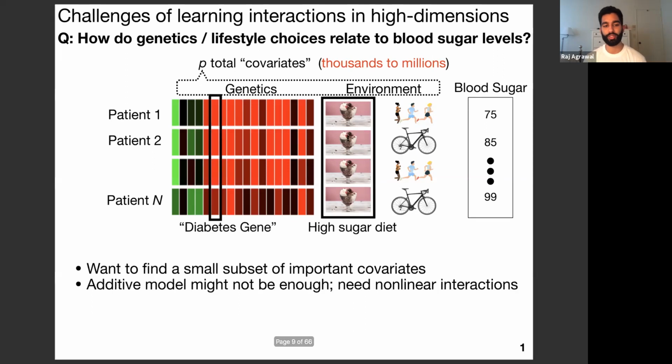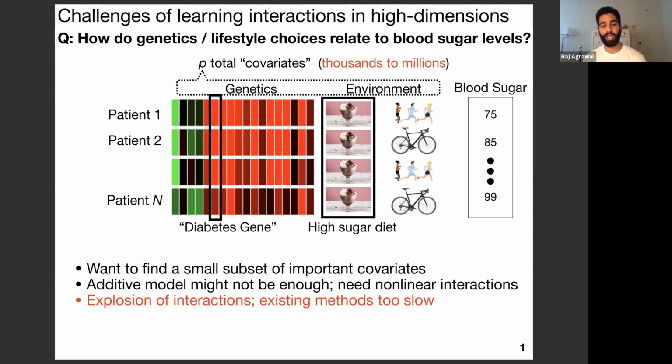One way to do this would be to fit an additive linear model. Maybe she runs the lasso on all of this data and finds that there seems to be a diabetes gene and a high sugar diet that are moderately correlated with blood sugar levels. Is that enough? Maybe if someone both has this bad diabetes gene and consumes a lot of sugar, they could be super at risk for developing high blood sugar levels. And in general, there could be some really complicated nonlinear structure where, for example, blood sugar levels could depend sinusoidally on the time of the day.